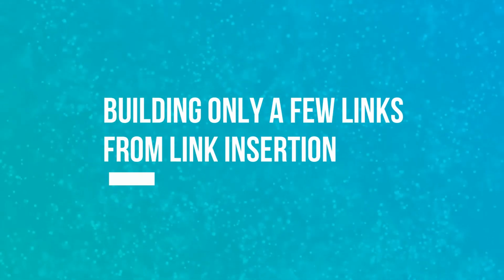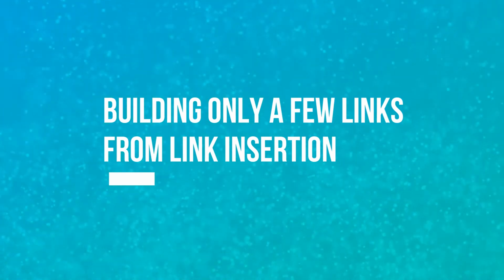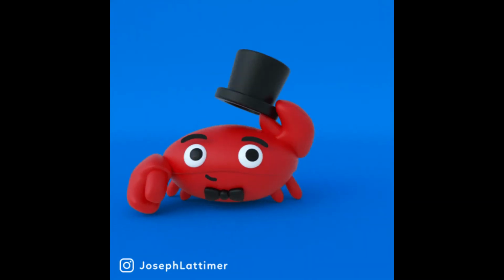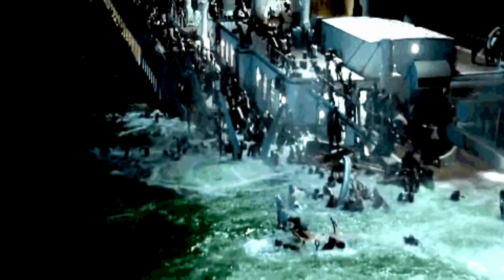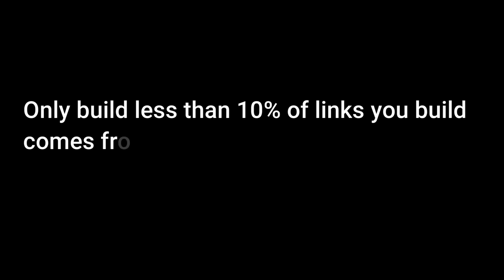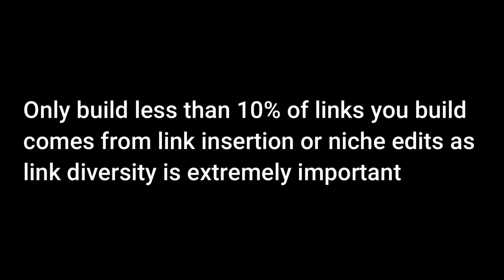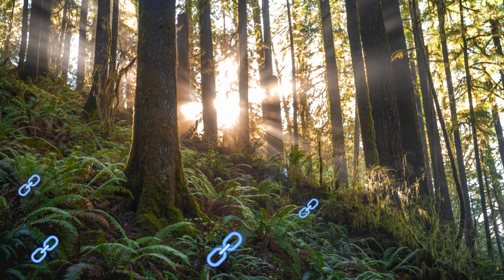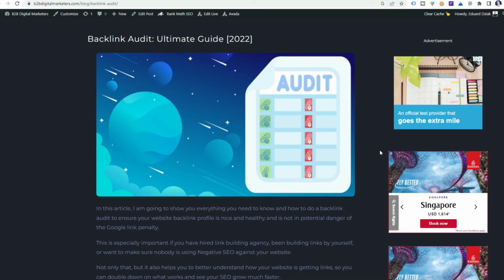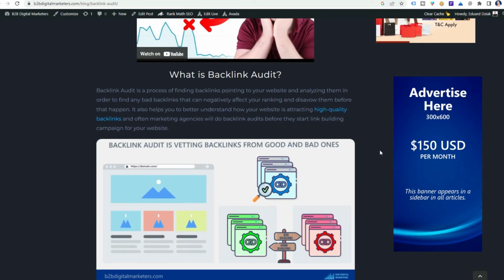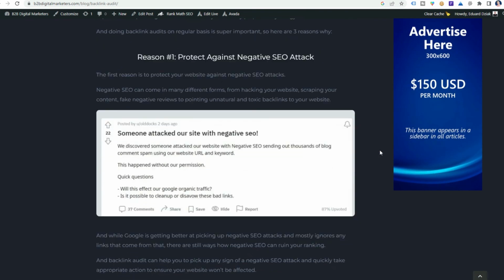And the very last link insertion best practice is to build only a few links with the link insertion technique. As said, link insertion is a black hat SEO strategy, and if Google catches you, there's a much bigger chance that your entire website will go down. Therefore, it's important that less than 10% of the links you build come from link insertion or niche edits, as link diversity is extremely important in order to simulate a natural way of gaining backlinks to your website, just like with the anchor text. I recommend you read my article on backlink audit to ensure your backlink portfolio is nice and clean.